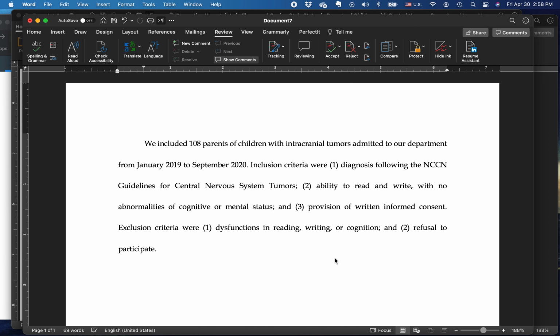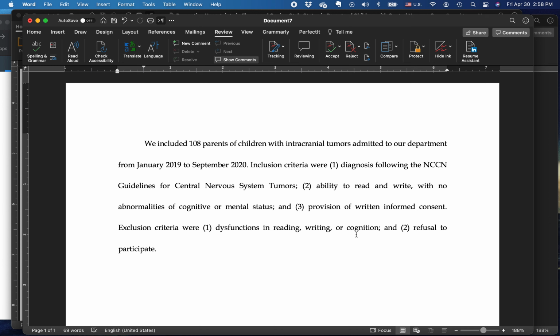Okay? This is the main point that I want you to remember. An exclusion criterion is not the opposite of an inclusion criterion. You must choose other criteria that exclude a subject from your study.